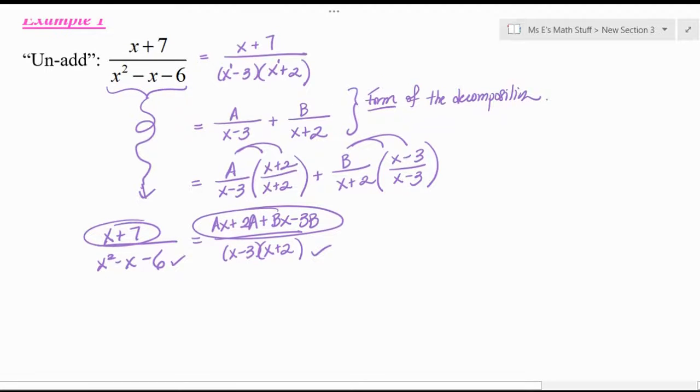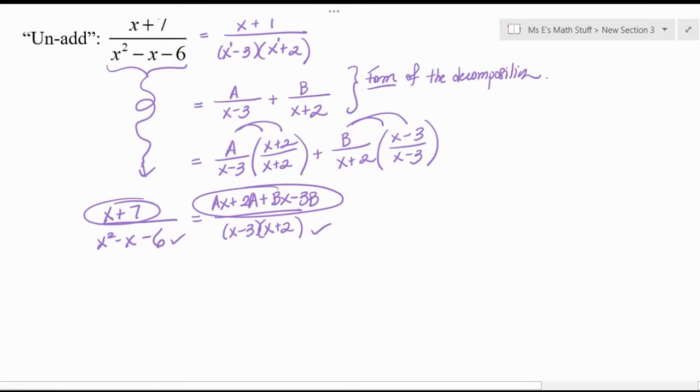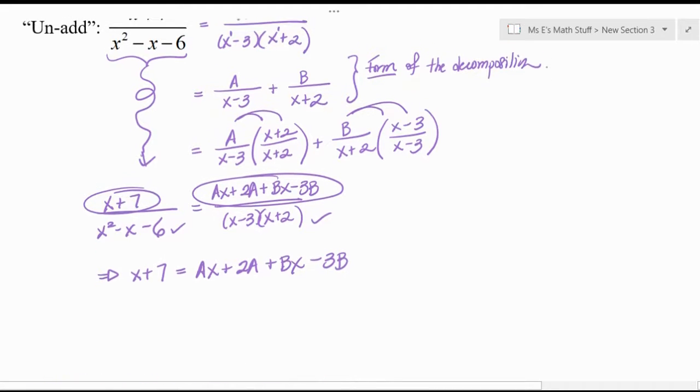So I think of partial fraction decomposition as two battles. Battle number 1, make the denominators match, which I've already won. And then battle number 2 is to make the numerators match. So at this point, you're going to see me not write the denominators anymore because I already made those equal each other. You're just going to see me set the numerators equal to each other.